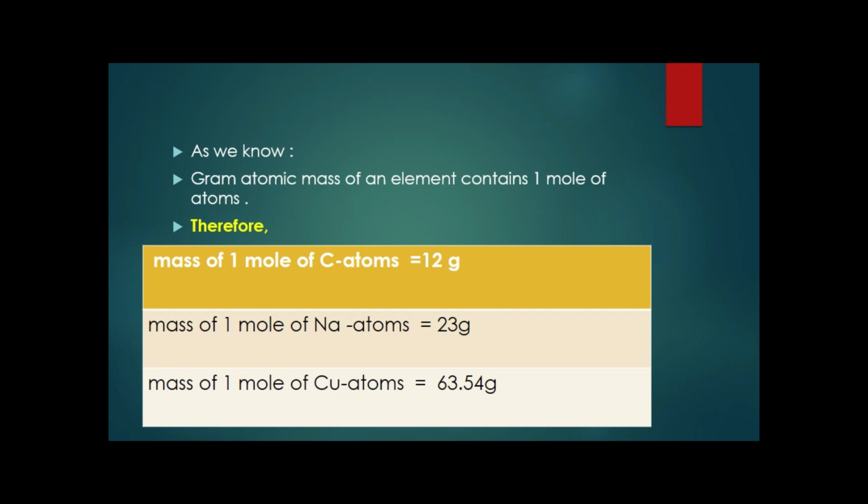Similarly, mass of 1 mole of sodium atoms is 23 gram, molar mass of sodium is 23 gram, and gram atomic mass of sodium is 23 gram. And similarly, in the case of copper, mass of 1 mole of copper atoms is equal to 63.54 gram, molar mass of copper is 63.54 gram, and gram atomic mass of copper is also 63.54 gram.